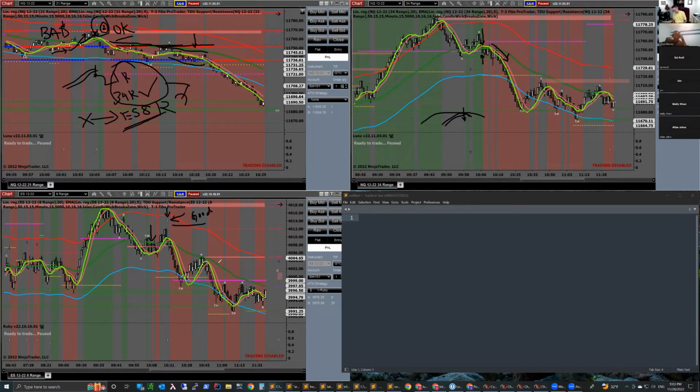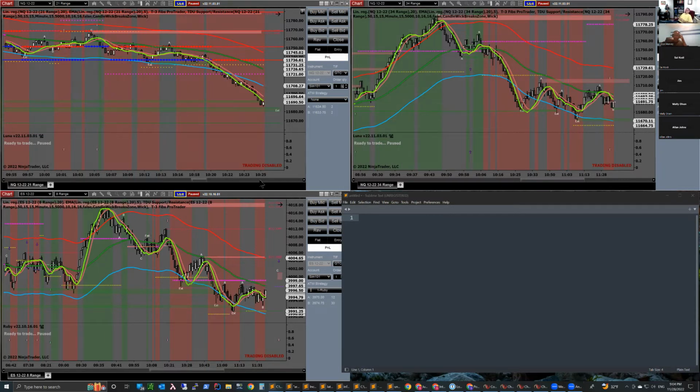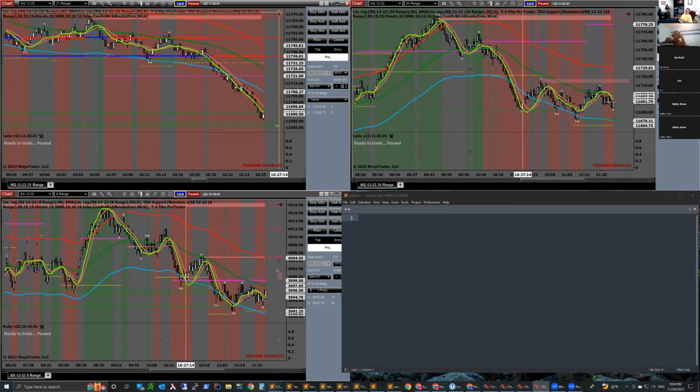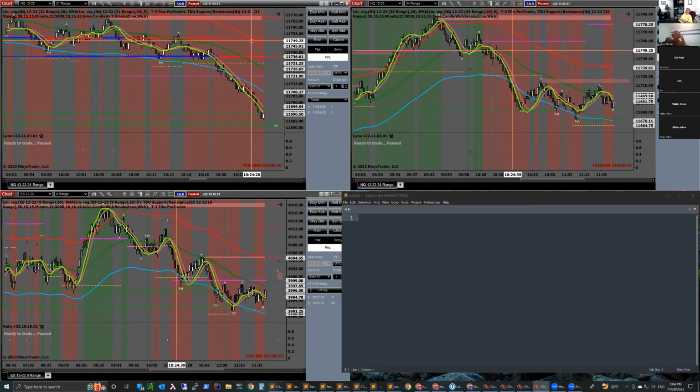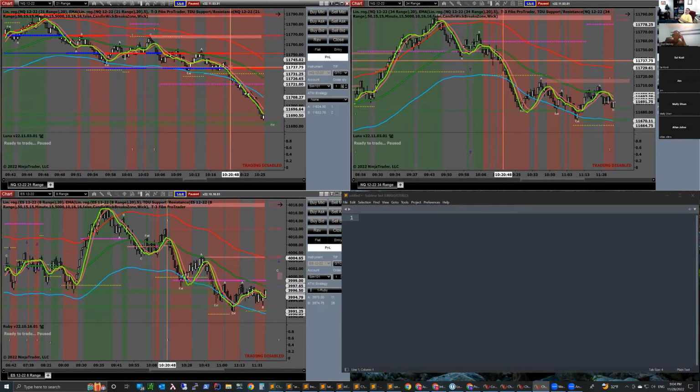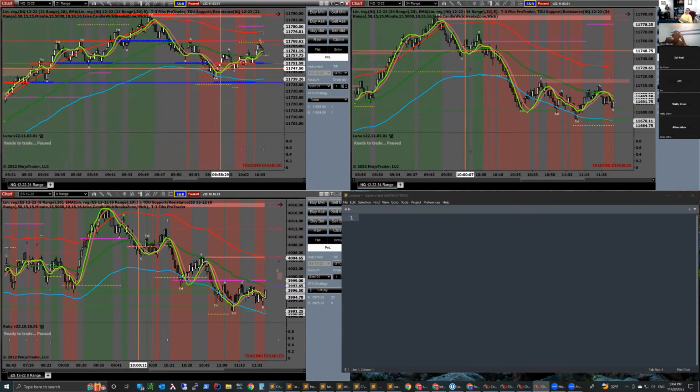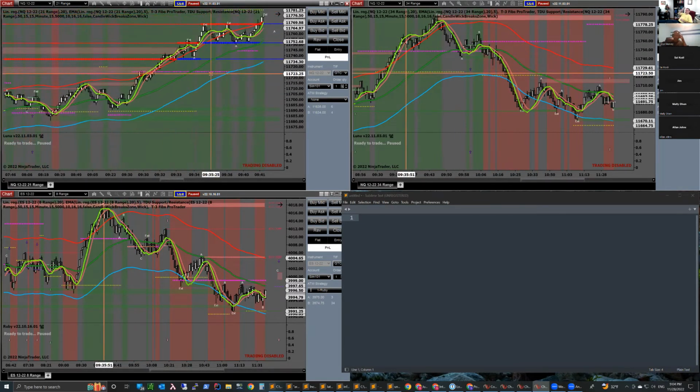Yeah, I use the higher time frames. I don't use ES though, to be honest with you, as a backup or anything. I'll sometimes look at gold and see what it's doing, but I don't like ES. Yeah, I mean, it's slow. It's slow, right?